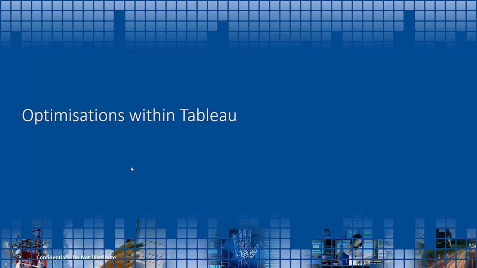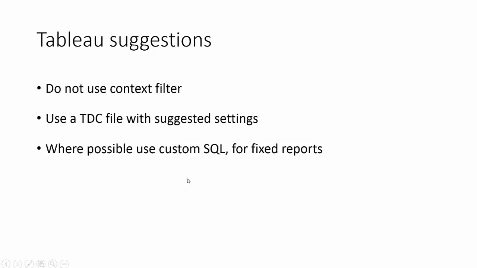So then, some optimizations that can be applied within Tableau, or some rules that can help within Tableau. Do not use context filters, because with context filters, what happens is Tableau will go back and try and copy the data using insert statements or select into statements into another table. And as a result, if it's doing this on a very large table, it can do it extremely slowly. Do use a TDC file with suggested settings, as you'll see further on.